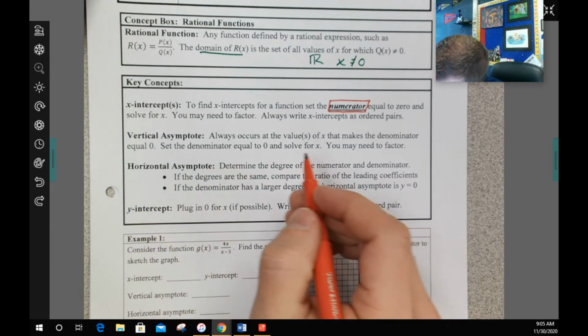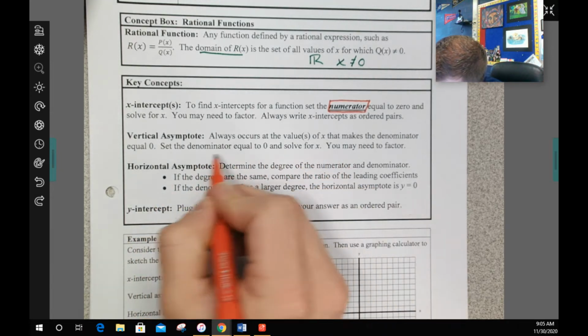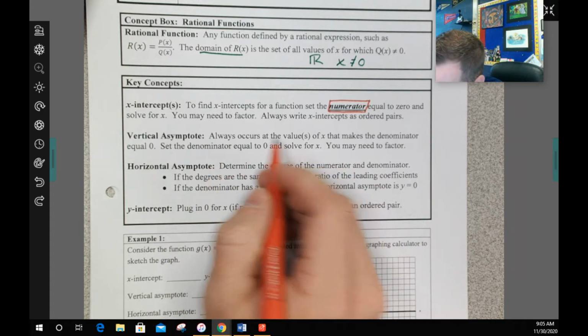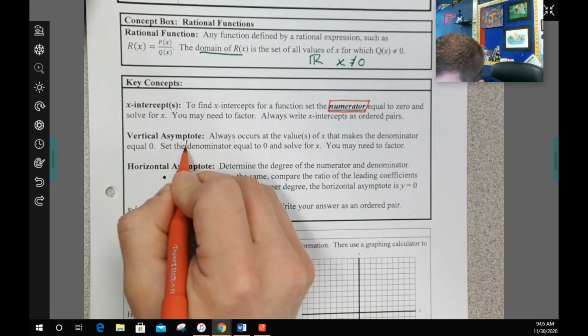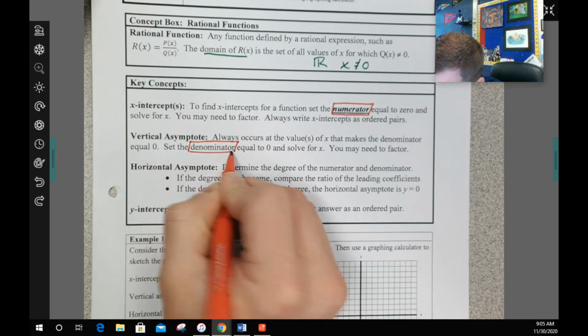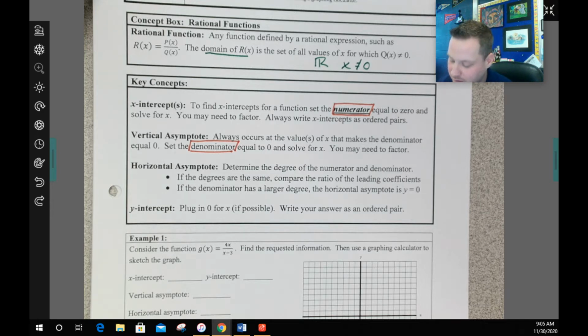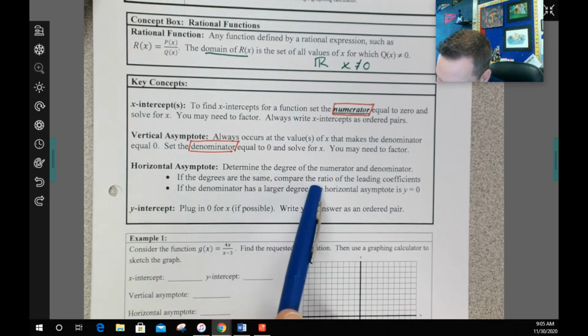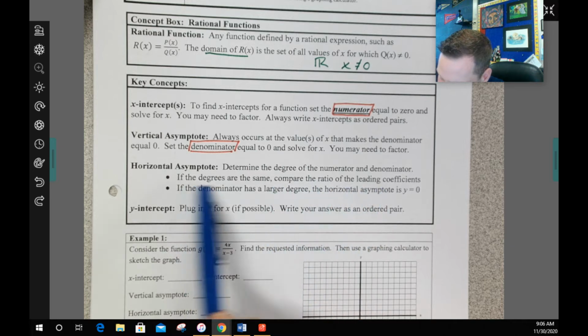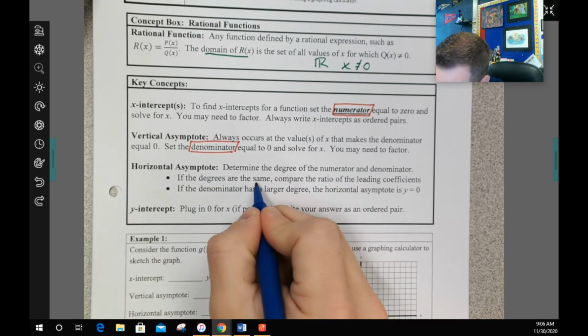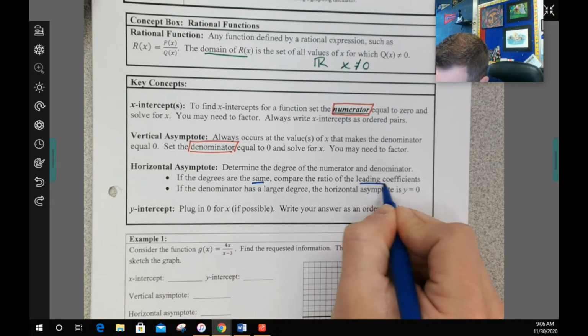Our vertical asymptote is going to be whatever makes the denominator equal 0. Takeaway on this, denominator. Okay, so x-intercept is numerator, vertical asymptote, denominator. Horizontal asymptote, you're going to have two scenarios here. You have it when the degrees are the same. We compare the ratio of the leading coefficients. Okay, so same degree means we're dealing with leading coefficients.